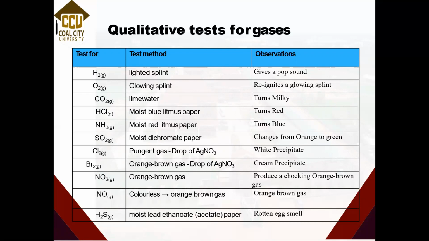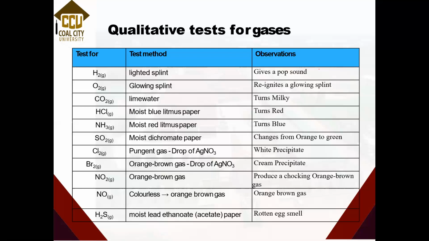We test hydrogen using what we call a lighted splint. And what happens is that it will give a pop sound. When you put a lighted splint near where hydrogen gas is, you hear a pop sound. Once you hear a pop sound, it is confirmation that hydrogen is present.